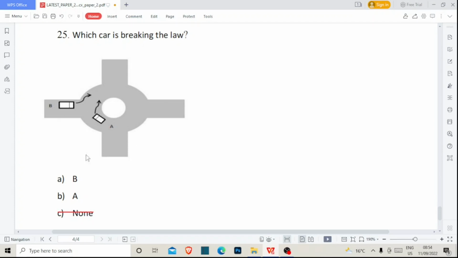The law says that you give the right of way to cars that are already circulating. The car that is already circulating is car A. So car B should give the right of way to car A, because car A is already circulating at a traffic roundabout. So which car is breaking the law? It is car B. So the correct answer is A.